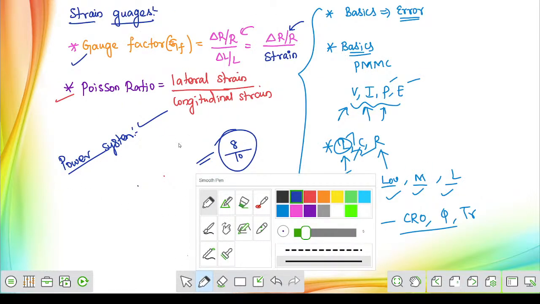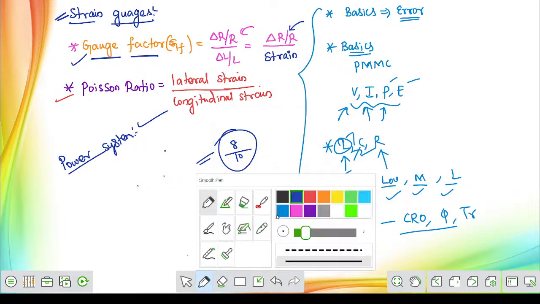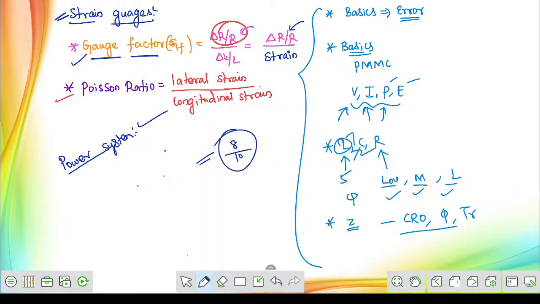Next, there are some important formulas that they will directly ask. That is the strain gauge, the gauge factor. The formula for the gauge factor is the ratio of del R by R, the change in R with respect to total R, divided by the change in L with respect to L. They will not give this del L by L directly. Instead, they will give the strain. The value of strain will be given, and you can substitute it in the denominator. So del R by R divided by strain is the gauge factor.